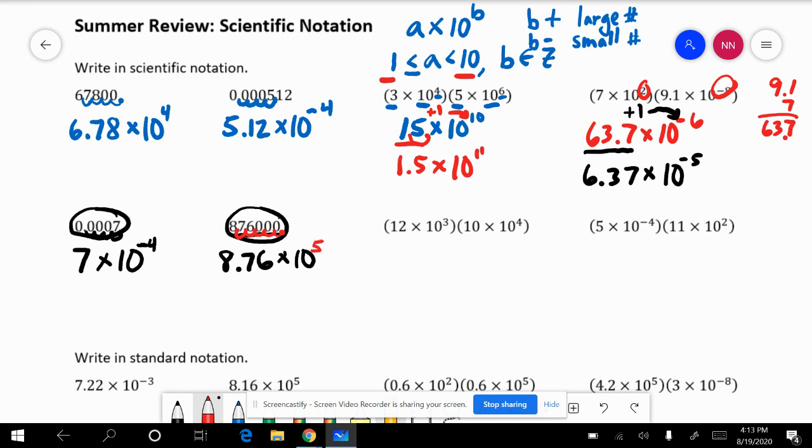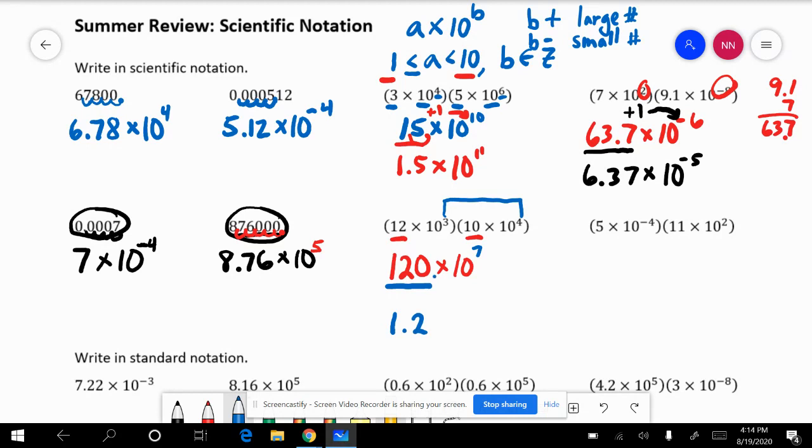With the next one, I take 12 times 10. That gives me 120 times 10. Remember, I'm adding the exponents. Whenever I multiply, I add exponents, so that would be 7. Once again, this is not in scientific notation because it's not in between 1 and 10. In between 1 and 10 would be 1.2.